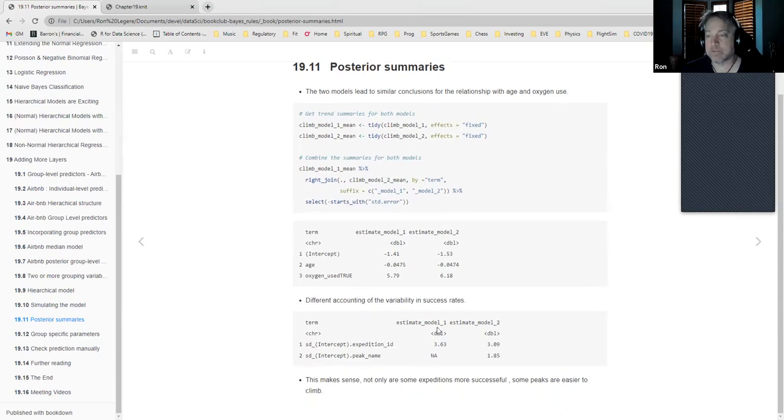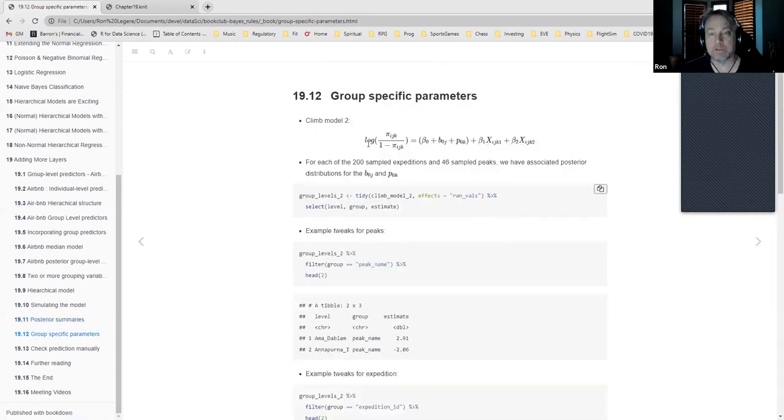But what does change is a different accounting of the variability of the success rates. Before, the expedition-to-expedition variability was 3.6. Now that went down to 3.1, because now we have this peak-to-peak variability that accounts for some of that as well. So it's another way of accounting for variability. Some of the expedition variability comes from the fact that those expeditions were at different peaks, right? Some peaks are easier to climb, as we will see. And speaking of that, let's look at those group-specific parameters now.